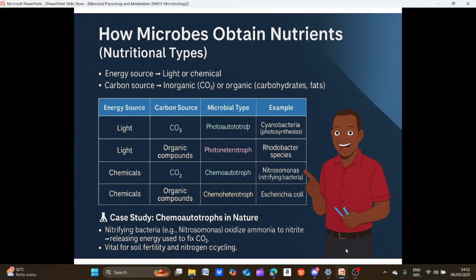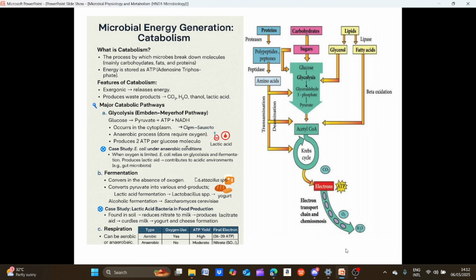If you look at the table we have on the screen, you will see that chemoautotrophs are those that obtain their carbon source from CO2 and their source of energy from chemicals. We have given an example like Nitrosomonas, the nitrifying bacteria. Then, chemoheterotrophs: chemo is from chemicals, and heterotroph means that they get their carbon from diverse sources. So that is why you call them chemoheterotrophs. An example of that is Escherichia coli.